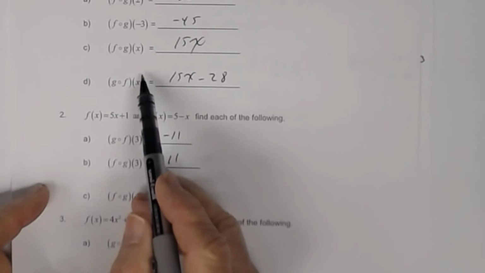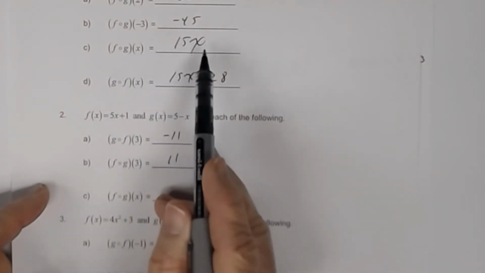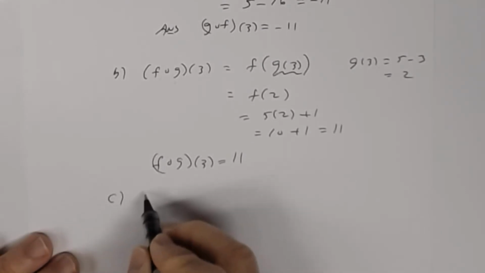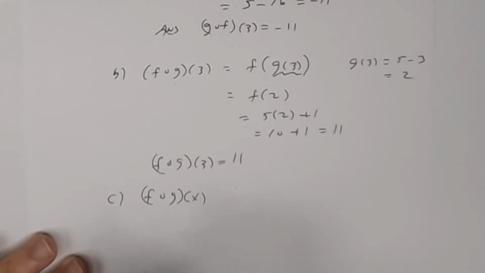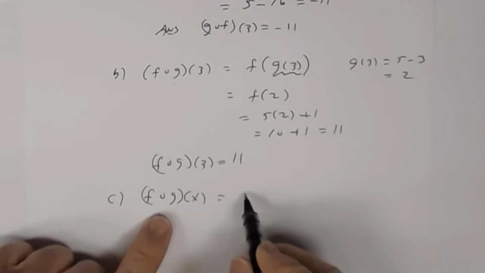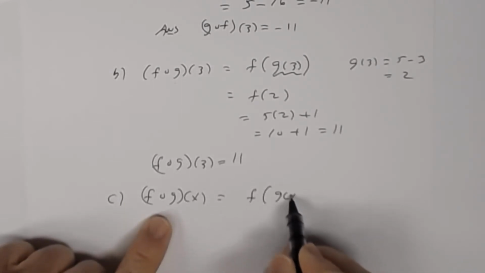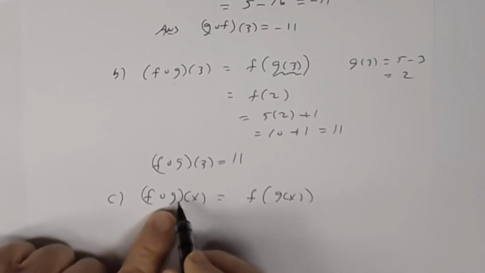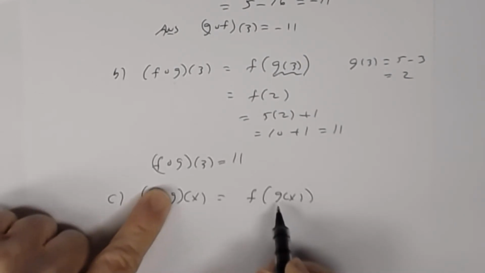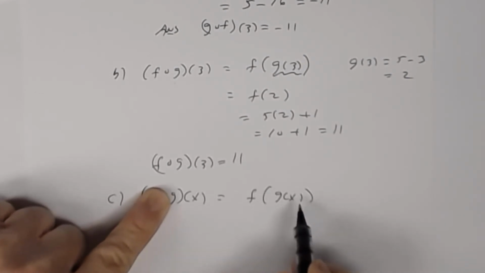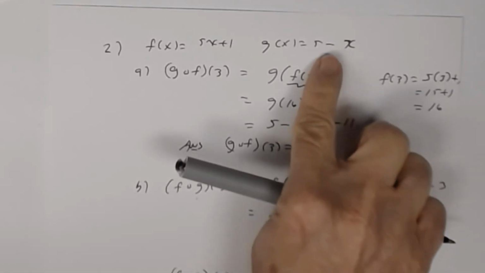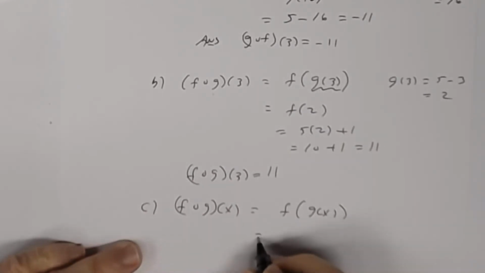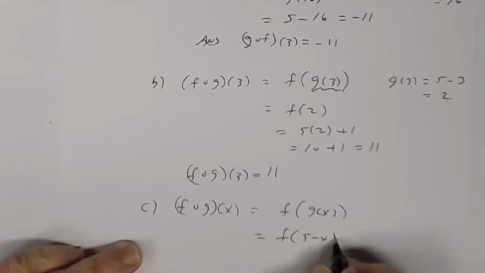When I evaluate at the variable x, I end up with a variable expression. Okay. So C, I have F composed with G at X. By definition, this means F of G of X. So F is listed first, G is listed second. So cover this part up, and that's your inside function. So G of X, remember, is this function 5 minus X. So it becomes F of 5 minus X.